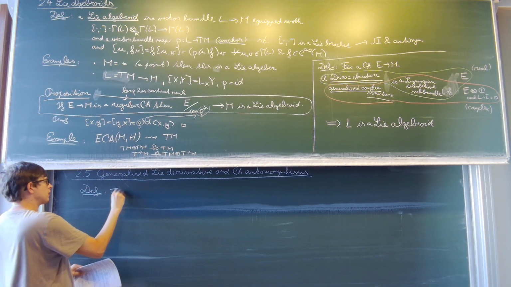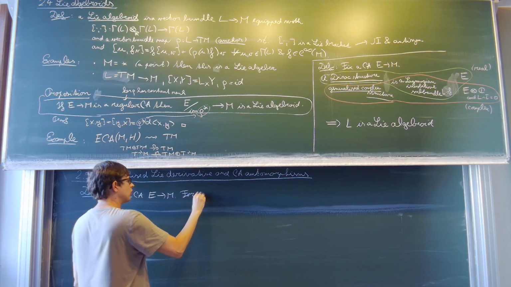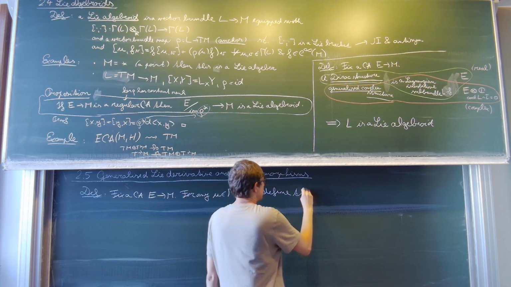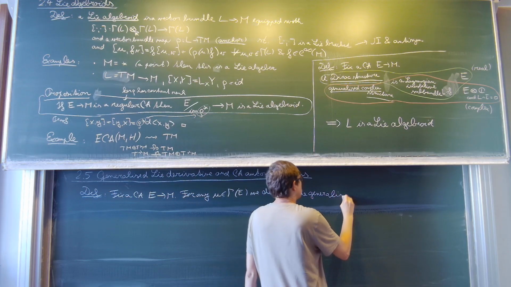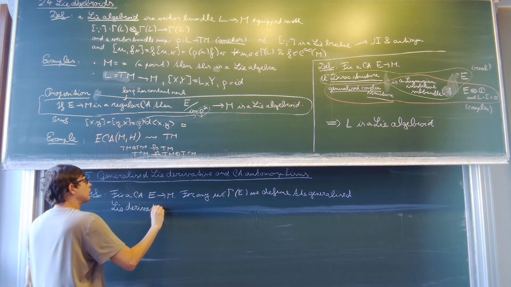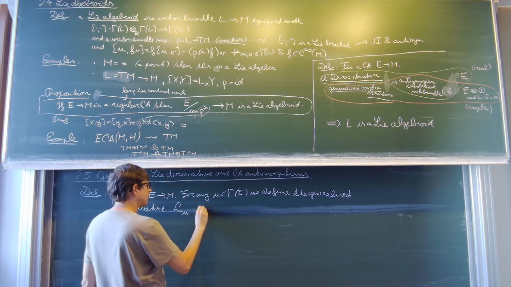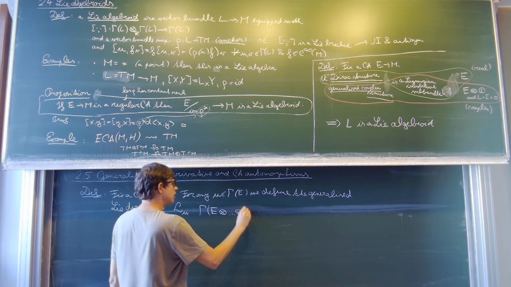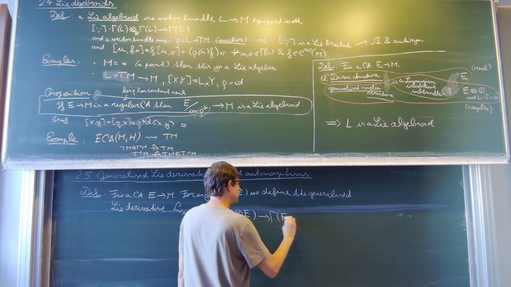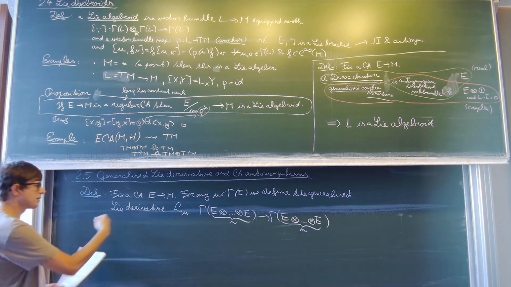Definition: fix a Courant algebroid. Then for any section U, we define the generalized Lie derivative, which I will call curly L U. In the first instance this will take some tensors in E, a tensor product of a bunch of E's, let's say n of them, and create again a tensor of the same type.